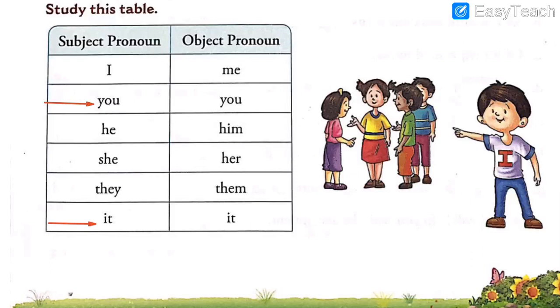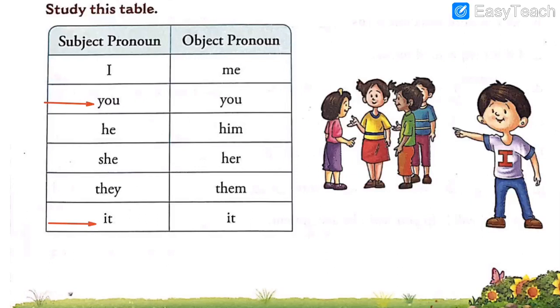So one more time I will read this table so that you can read along with me. I, me, he, him, she, her, they, them. So on the left hand side we have subject pronouns. On the right hand side we have object pronouns. That is how you differentiate between these two.